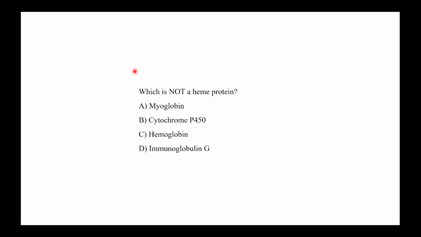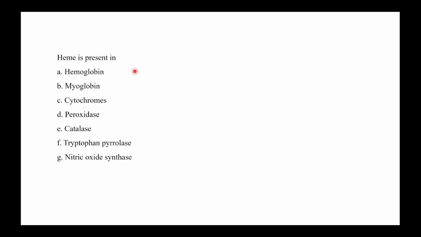So the correct answer is option D, immunoglobulin G. The rest of the three proteins, myoglobin, cytochrome P450s and hemoglobin, all contain the heme in their active center. So these are some of the proteins that contain heme. Hemoglobin is the first one.